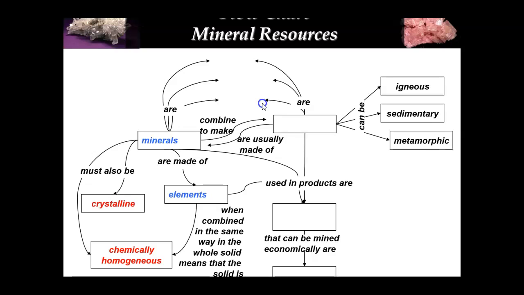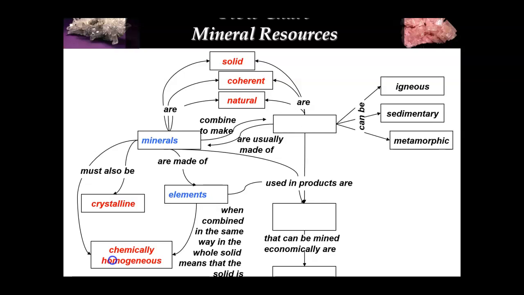Minerals are crystalline and chemically homogeneous. That means that each mineral has the same thing, like silicon and oxygen, or just copper, or just gold, or something like that. They're made of elements. They have to be crystalline, chemically homogeneous, solid, coherent, which means they're sticking together, and natural. That's what makes a mineral.